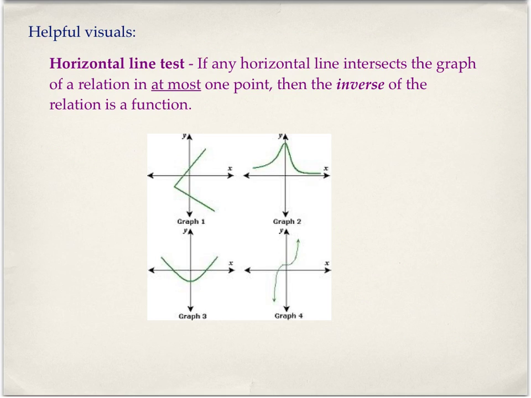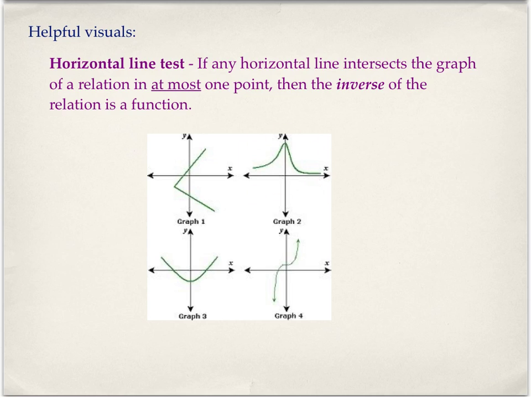Now, a couple helpful visuals here to make sense of these inverse functions. We have this thing called the horizontal line test. We're familiar, of course, with the vertical line test that determines whether a relation is a function. But the horizontal line test will tell us whether the inverse of a function is a function. And so we're going to pass horizontal lines through these, and if it goes through at most one point, or only one point, then we know that its inverse is also a function. So actually in this first example here, this one isn't even a function, so kind of dumb.